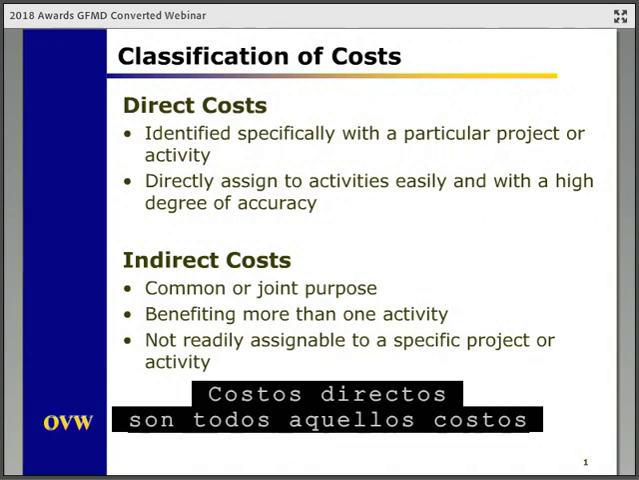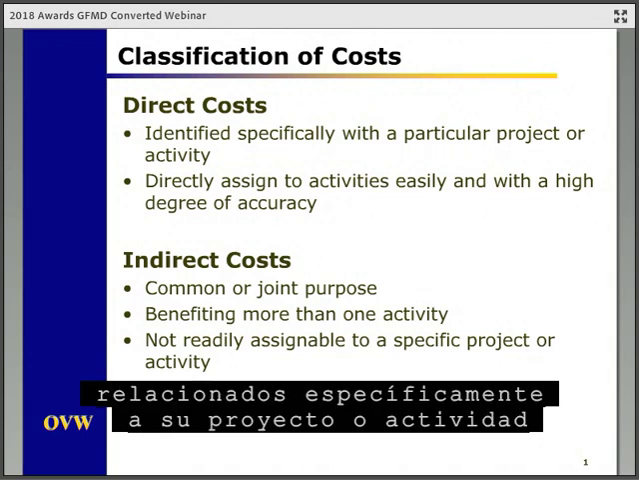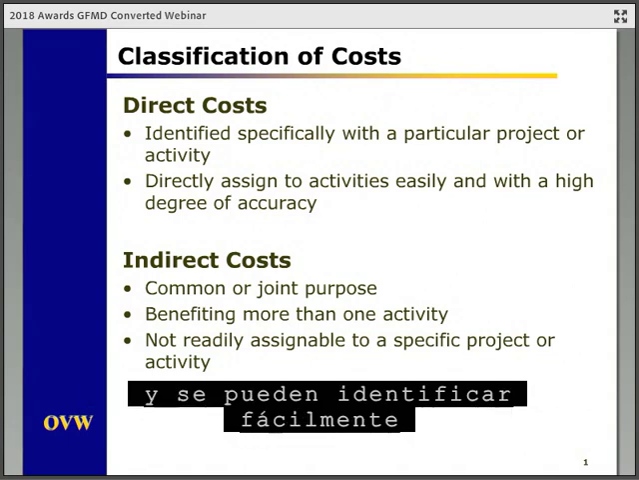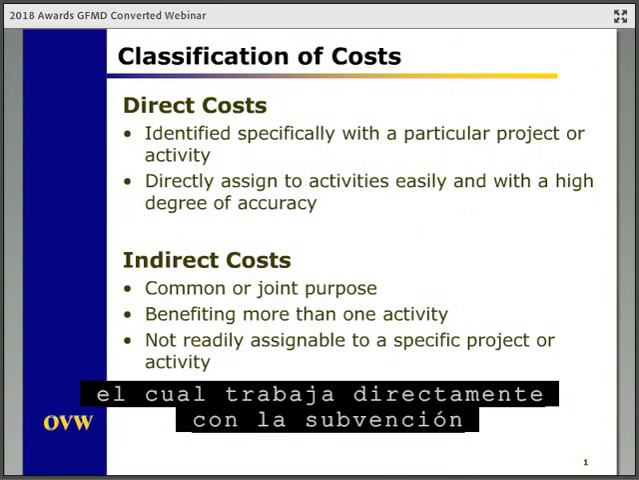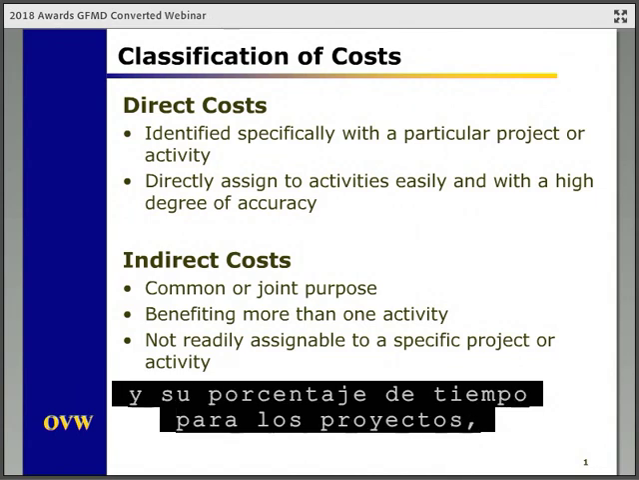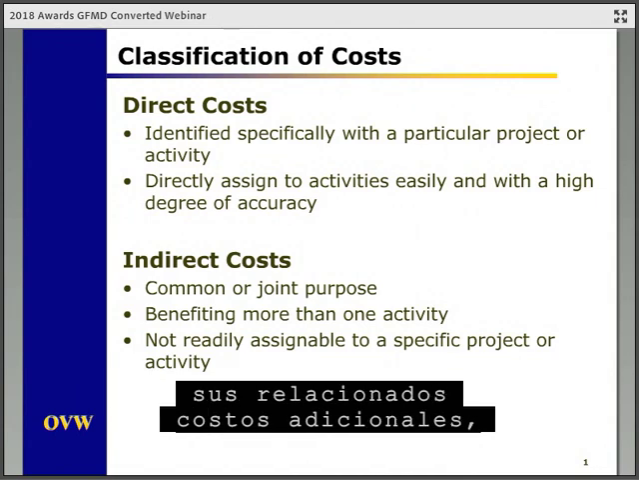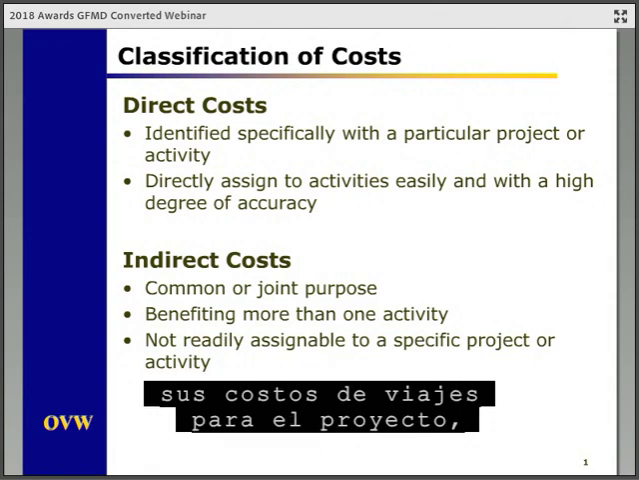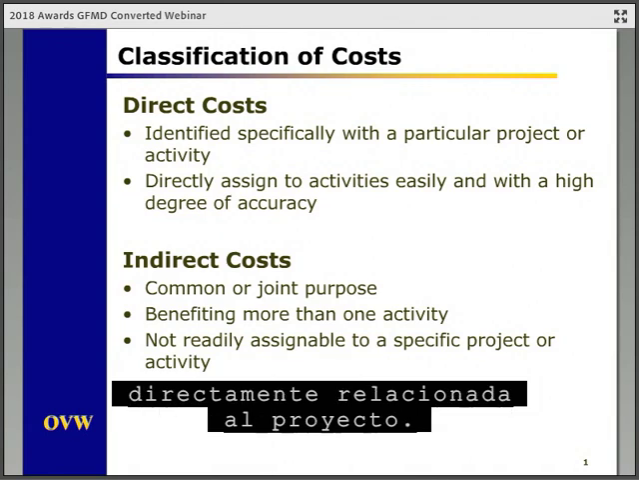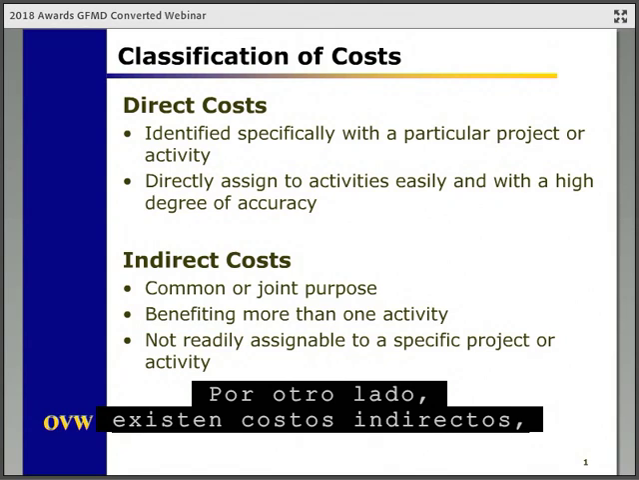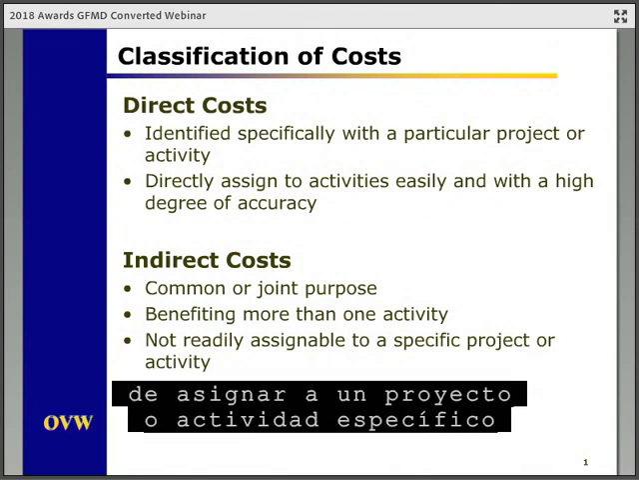So direct costs are all of those costs that are related specifically to your project or activity, and you can easily identify them as such with a high degree of accuracy. So this would include your staff who work directly on the grant and their percentage of time for the project, their related fringe costs, their travel costs for the project, their program supplies, your partner's costs, and anything else directly related to the project.